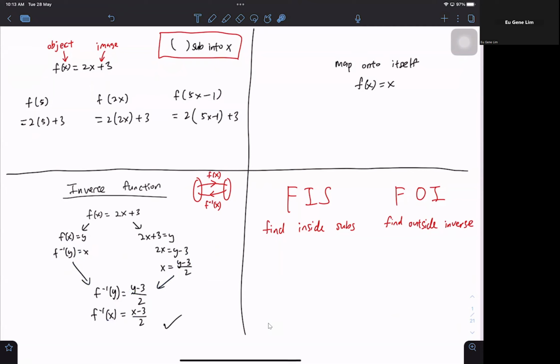Okay, next. Now this one, map onto itself. Remember, map onto itself is f(x) = x. Later I will show you. Then the last one is Fish foil. You remember the words. Later I will show you also. Fish foil: find inside substitute, find outside inverse. So take a picture.